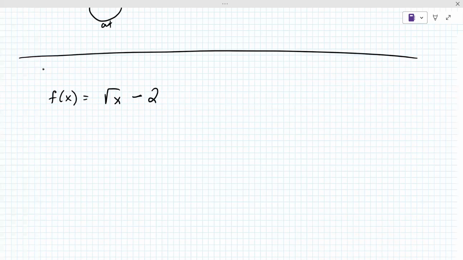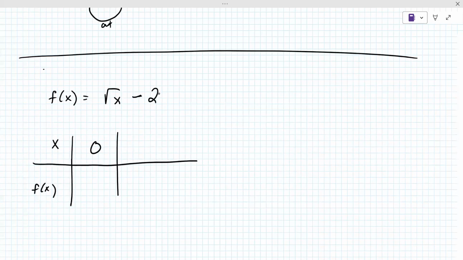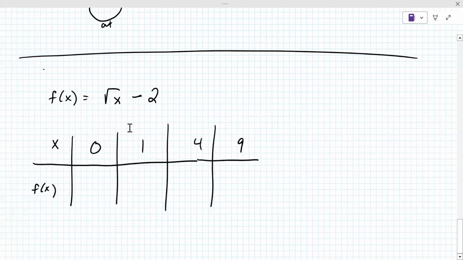So here I've got a function up in front of you. Hopefully you can see that square root of x minus 2. I'm going to put a table down for us to work through. X and f of x, 0, 1, 4, and 9. What this table is suggesting is to take these x values and put them in for x. So for this first one, it's saying the square root of 0 minus 2.